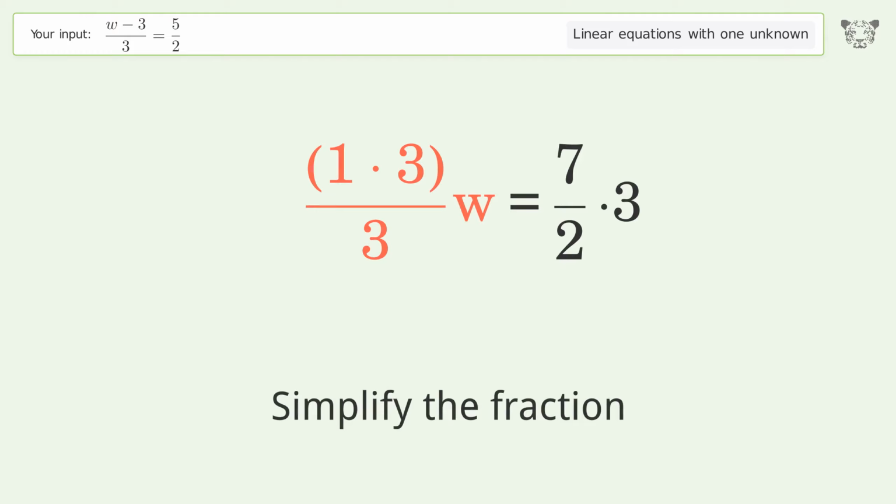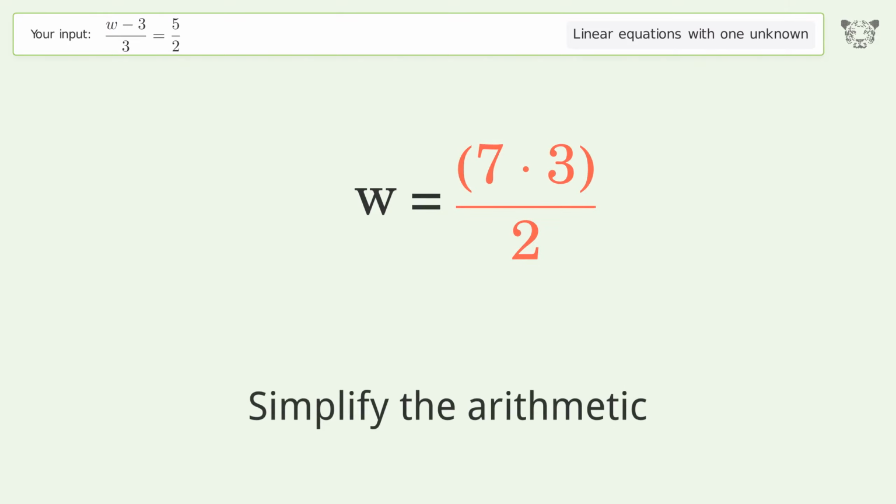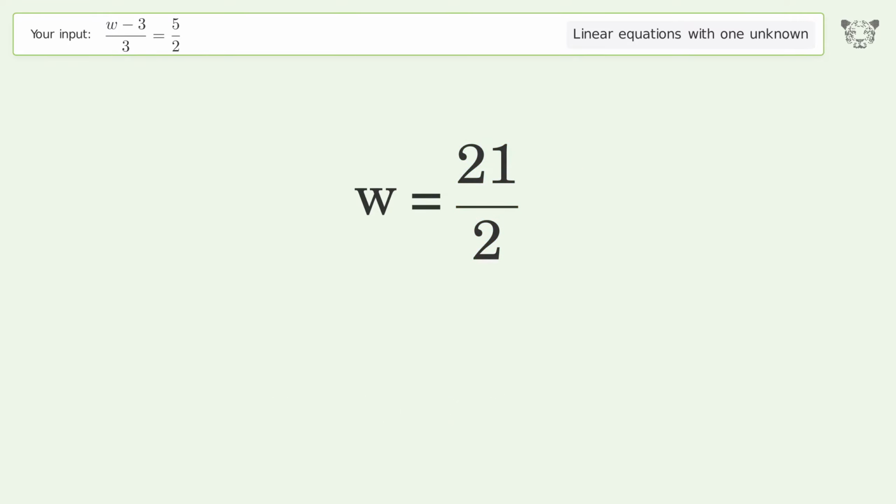Simplify the fraction. Multiply the fractions. Simplify the arithmetic. And so the final result is w equals 21/2.